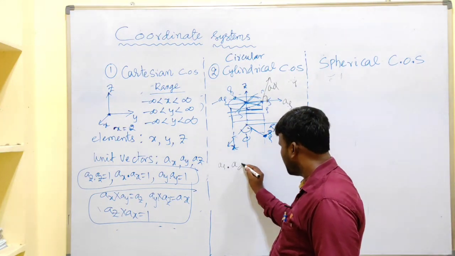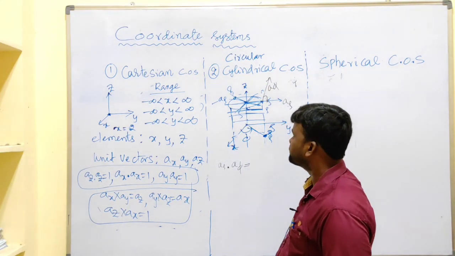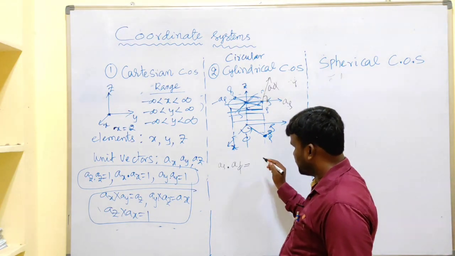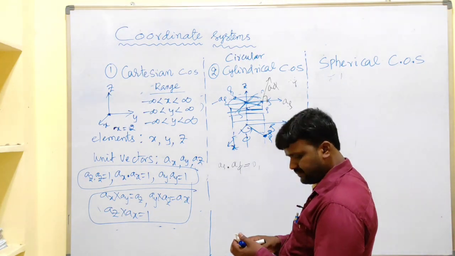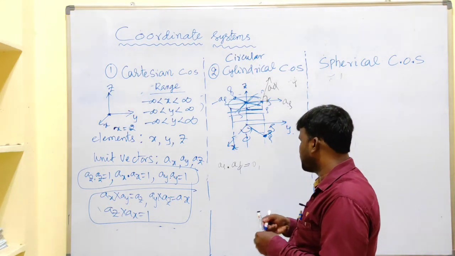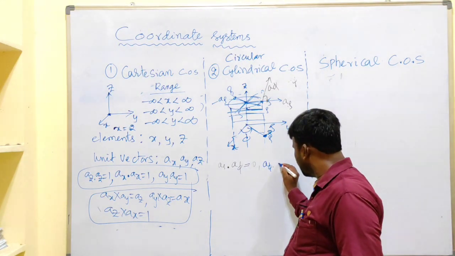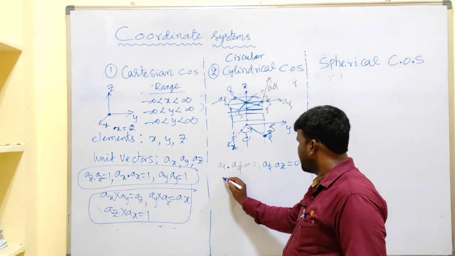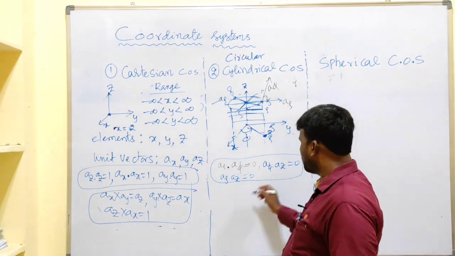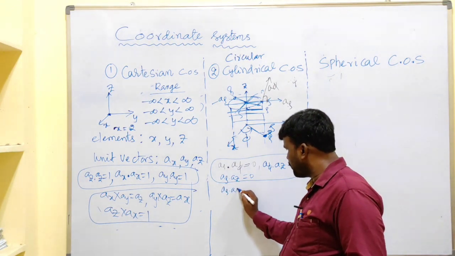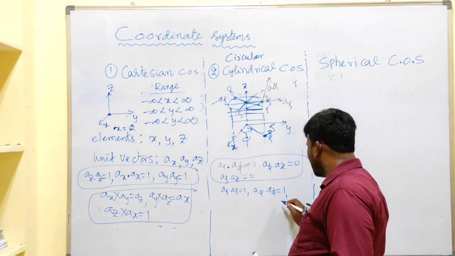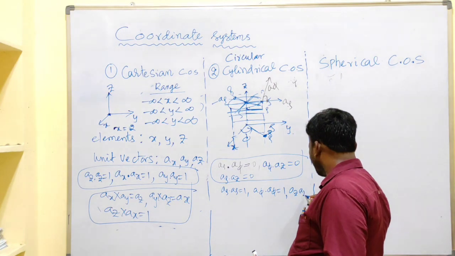So that's why we can write a rho dot a phi is 0, since they are perpendicular to each other. Similarly, a phi dot a z is 0 and a rho dot a z is also 0. And what about the dot product of the same unit vectors? A rho dot a rho is 1, a phi dot a phi is also 1, and a z dot a z is also 1.